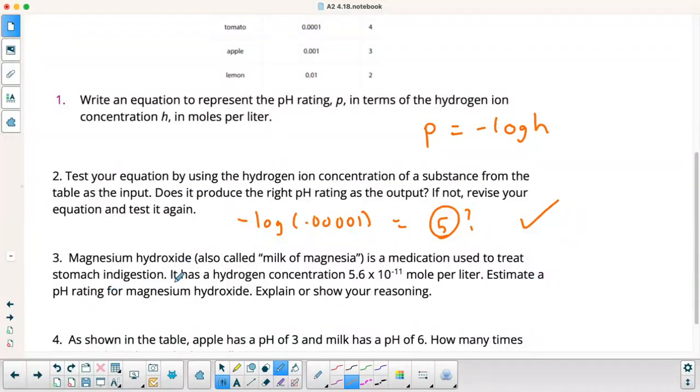All right, magnesium hydroxide, also called milk of magnesia, is a medication used to treat stomach indigestion. It has hydrogen concentration of 5.6 times 10 to the negative 11th moles per liter. Estimate a pH rating for magnesium hydroxide. So I'm going to use that formula here. I'm going to say negative log base 10 of 5.6 times 10 to the negative 11th. So here we go. I'm going to type it in. Negative log of 5.6 times 10 to the negative 11th.